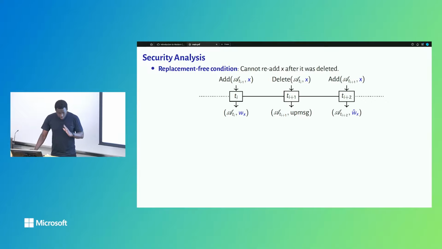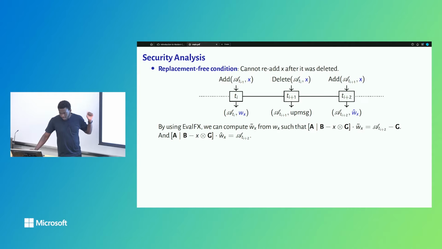The reason is, suppose we have this chain of actions at the level of the accumulator where you add an element X, delete X, and then add X again, right? In some sense, it means that you have this old witness W_X for X and this new one, W_X hat. And from W_X, using our toolkit for homomorphic operations on matrices, you can use this Eval_F to transition W_X to W_X tilde. And with W_X tilde, what you're going to get is the most current value of the accumulator minus this matrix G, which contains powers of 2 on the diagonal, right?